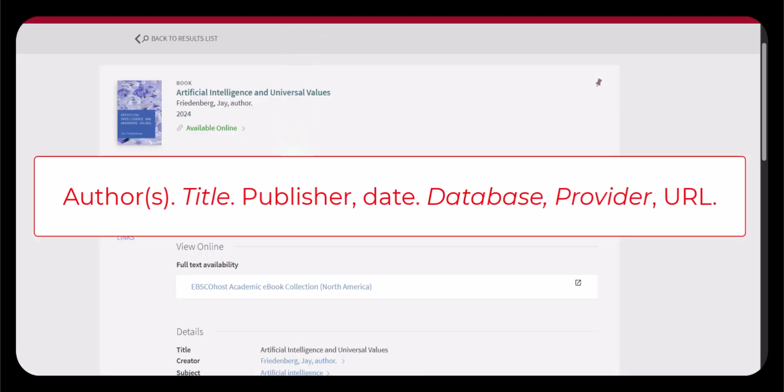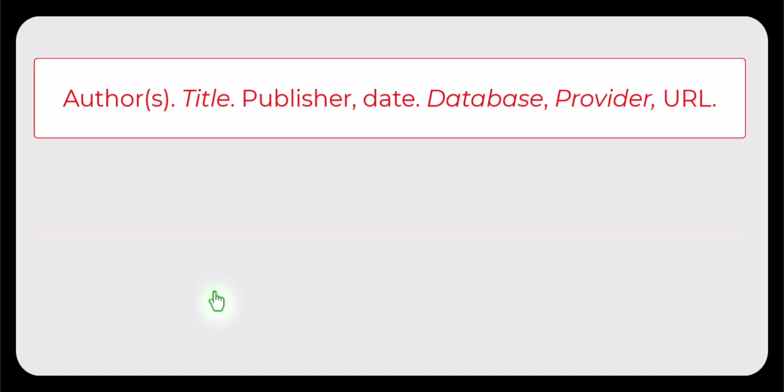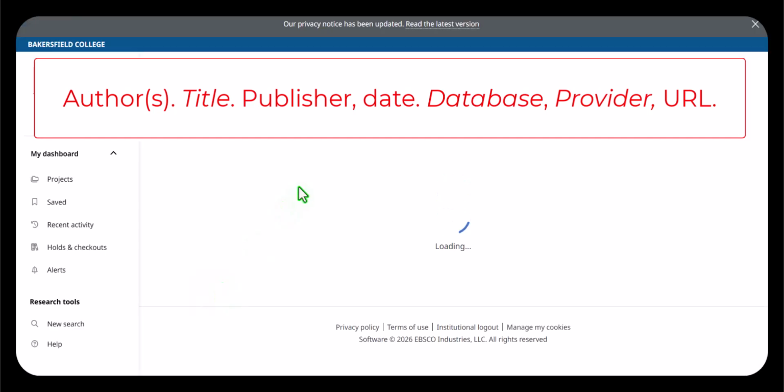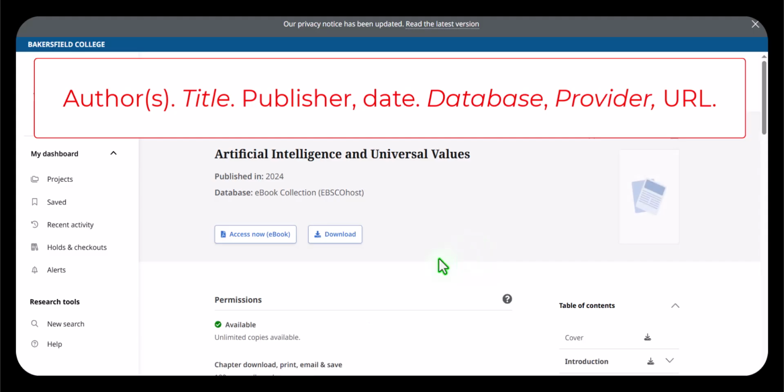We are going to do it for this particular book, Artificial Intelligence and Universal Values. We can see here that this is in the database, the Academic eBook Collection, which is also provided by EBSCOhost. So I'm going to access it here. And since we're dealing with an ebook, we don't need to provide volume and issue numbers or anything like that. There's a little bit less information that we need.